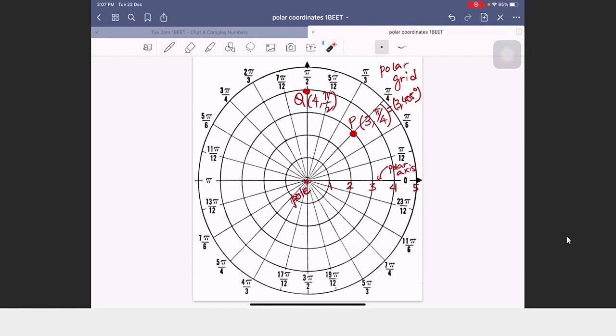Now it's already 3 o'clock. Perhaps we can take a 5 minute break, and then after that I will continue with this polar coordinate. So we take 5, everyone. Okay, 5 minutes break.